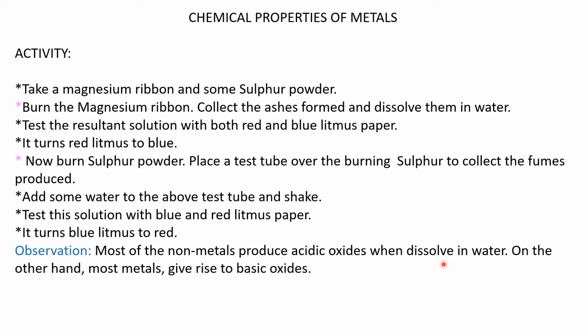So not only sulfur, nonmetals in general like phosphorus also, they produce acidic oxides when they dissolve in water. And on the other hand, most metals, they give rise to basic oxide. So the general observation that was found is nonmetals, they produce acidic oxides when dissolved in water, whereas metals, they give basic oxides.